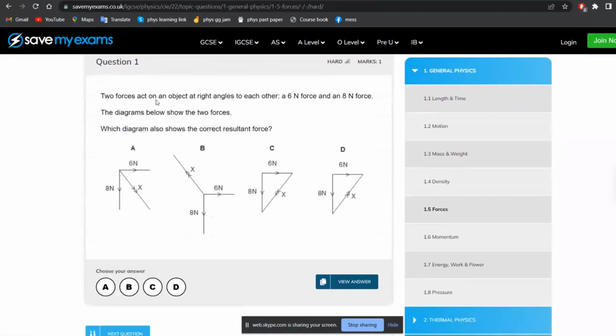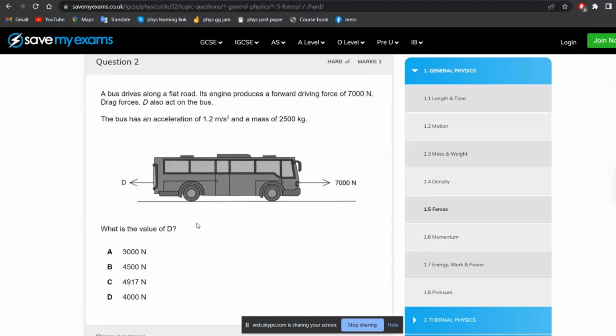Two forces act on an object at right angles. You don't need to read it out loud; you can read it silently, okay? And just explain the answer. Right angle to each other, two forces. A. Yes, that is correct. Answer A. Well done.